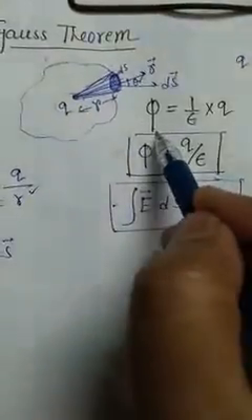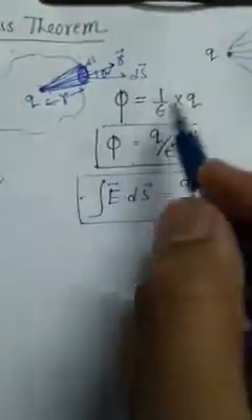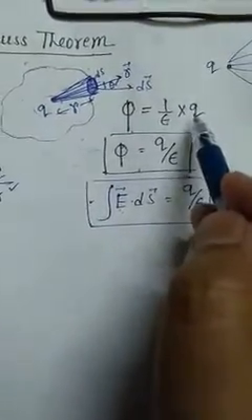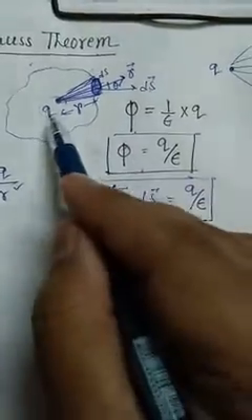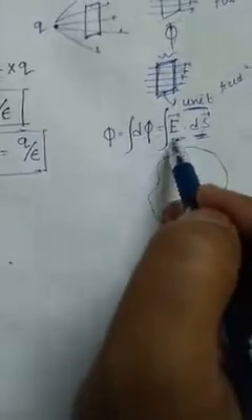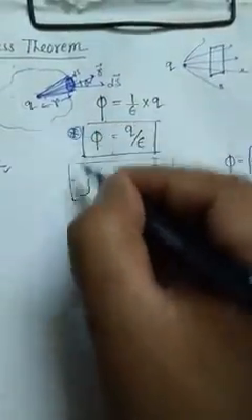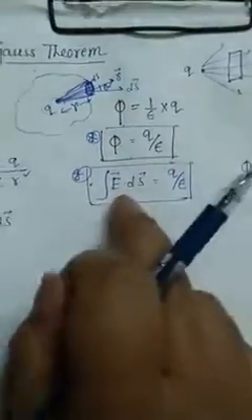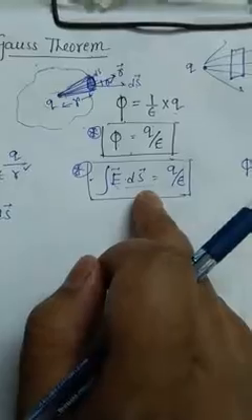So the total amount of electric flux through a closed surface is equal to 1 by epsilon times the charge contained by the surface. So phi equal to q by epsilon, and instead of phi we can write E dot ds. This is another form of Gauss law, and this is the actual form, but this form is more applicable.